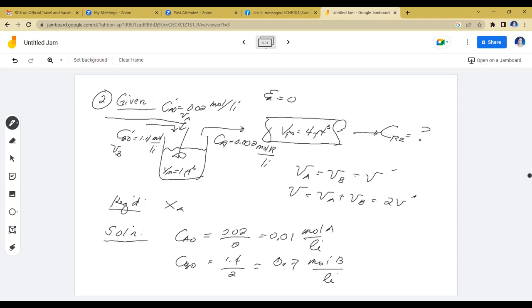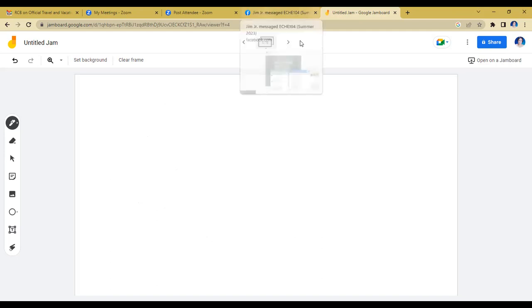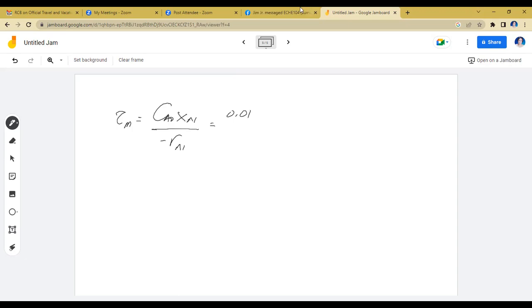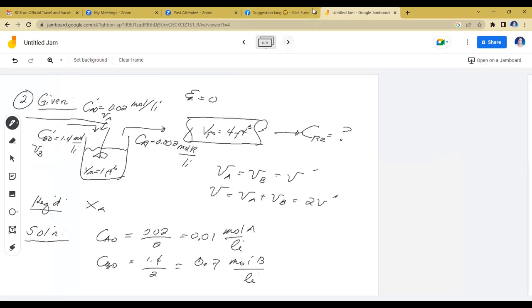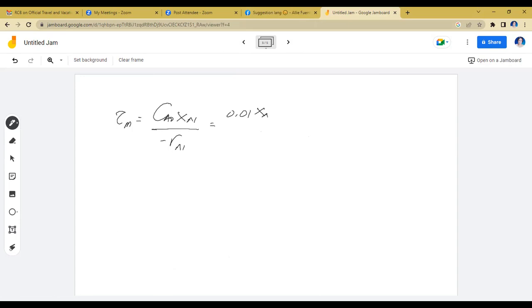So these are your initial concentrations. Okay? So if we go to the performance equation for the mixed flow reactor, tau M is equal to CA0 XA1, because it's our first reactor, divided by the rate 1. So if you're going to write the known information, the initial concentration is already 0.01. That's based on the 0.02 divided by 2. So 0.01, we multiply it by XA1 and we divide it by the expression for the rate. So our rate in this case, you have an elementary reaction for species A and B.